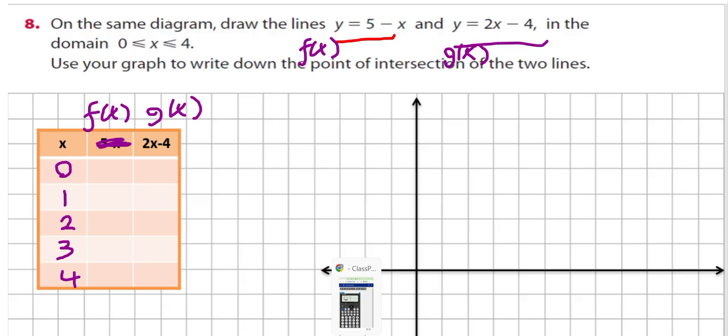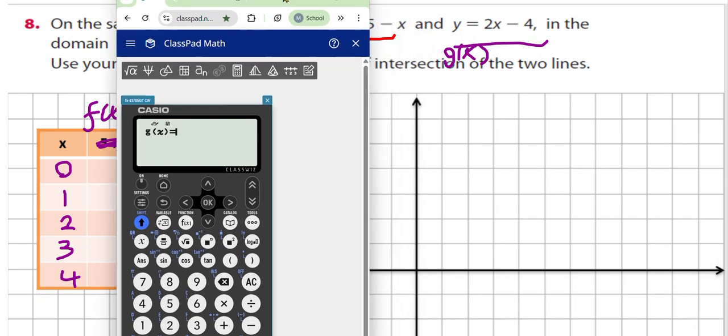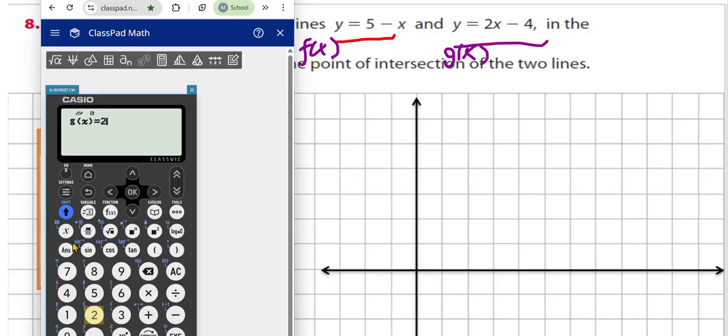Alright. So guys, for those of you who are wondering how you do it all in one go, check this out. I'm going to go back to calculate, and here's what I'm going to do. I'm going to define f of x as 5 minus x. Now, what do you think I'm going to do with the g of x function? I'm going to define g of x, and g of x is going to be 2x minus 4. And I bet you I can get it all in one go.